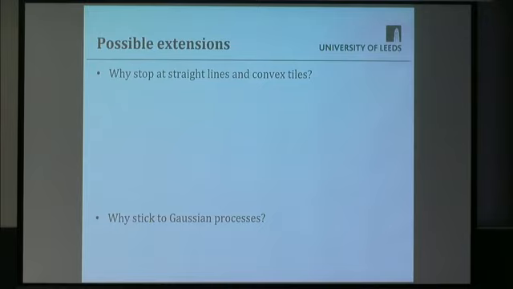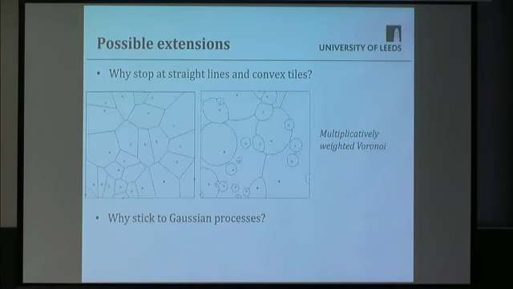So, given what we've done, why should I stop at straight lines and convex tiles? When I first started out this work, I jumped straight into doing multiplicatively weighted Voronoi tessellations. I just thought, stuff the Voronoi stuff, that's all straight lines. I want to have curves in my space. What happens when you use this is essentially you get an extra parameter on each one of the centres, which makes it even worse. It's terrible already for identifiability, but once you start adding in extra parameters like this, it's pretty bad.